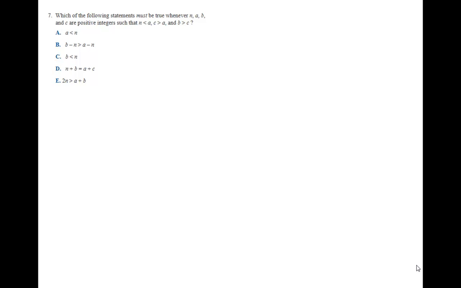I can then answer these. Is A less than N? No, because I'm looking right at my line. A is not less than N. How about, is B less than N? No, you see that it's not. And you can work through these.